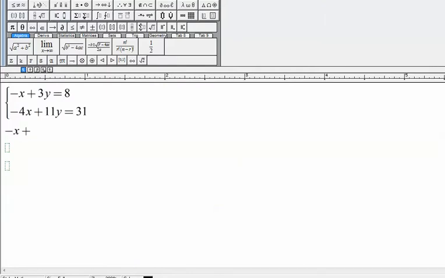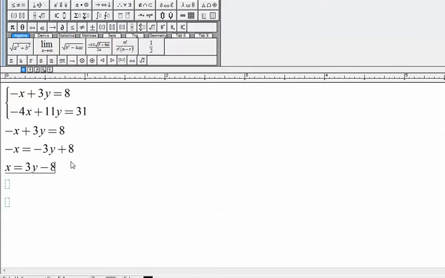So starting with this first equation, we can solve for x by first subtracting 3y from both sides to get negative x equals negative 3y plus 8. Then we can multiply both sides by negative 1, which will change the signs on all the terms. We'll get x equals 3y minus 8. So now we have an expression for x. We don't know its value, but we've expressed it in terms of y.